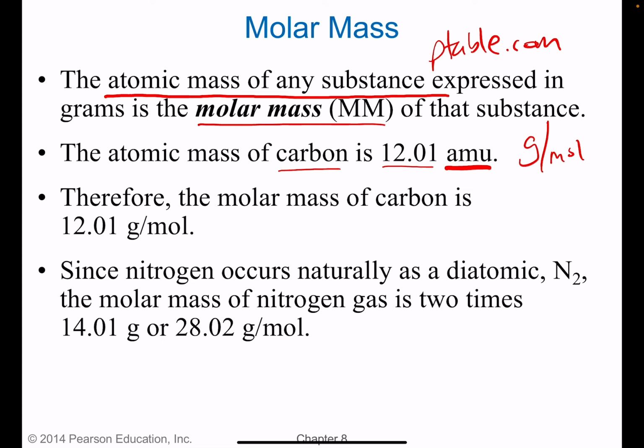So if you had 1 mole of carbon, it would weigh 12.01 grams if you were to put it on a scale. Nitrogen, so the periodic table says 14.01, but remember nitrogen is one of those diatomic elements. So the molar mass of diatomic nitrogen gas is actually 14 times 2, so that's why we have 28.02 grams per mole. So if you had 1 mole of nitrogen gas, it would weigh 28 grams.